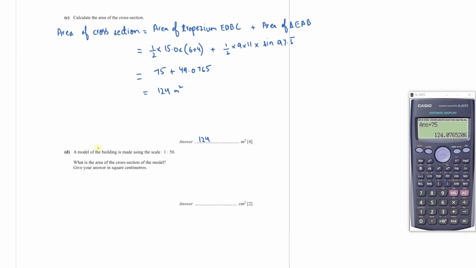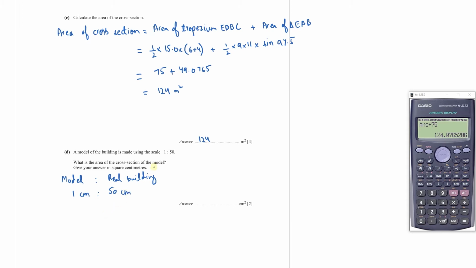Part C is a model of the building is made using a scale of 1:50. What is the area of the cross section of the model? Give your answer in square centimeters. So you have model to real building. So what is the ratio? In the real world, 50 centimeters is represented by 1 centimeter. So 1 centimeter in the model represents 50 centimeters in the real building.